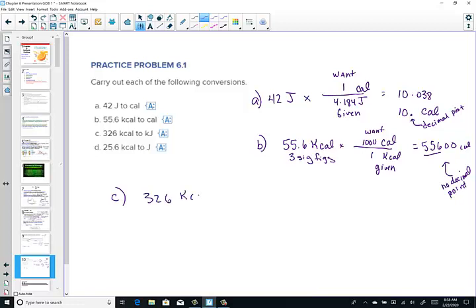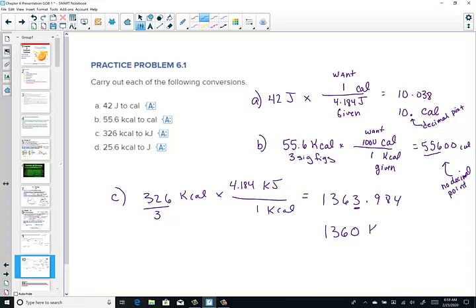326 kcals to kilojoules. So here I want my kilojoules and I need to cancel the kcals. 4.184 is our conversion between the land of kilocalories to kilojoules. So 326 times 4.184, and we get a value that says 1363.984. We need 3 sig figs. So this fourth number here is looked at, and it is not high enough to round. So 1360. That's 3 sig figs with no decimal, kilojoules.